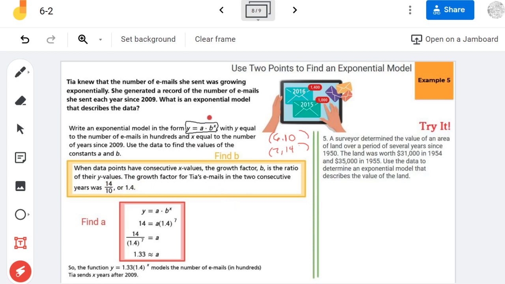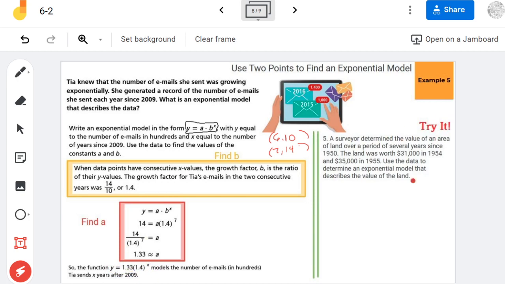Okay, so once we know what B is, the only other thing we're looking for in the equation is A. They replaced B with the 1.4, and then they picked one of our 2 ordered pairs. It doesn't matter which one. They chose 7 comma 14 and plugged it in for x and y, so that A is the only number that's not solved for in the equation. Then they took 14 and divided it by 1.4 to the 7th power, and that's where they got A from. Once they knew A and B, they just plugged it in and got that equation.